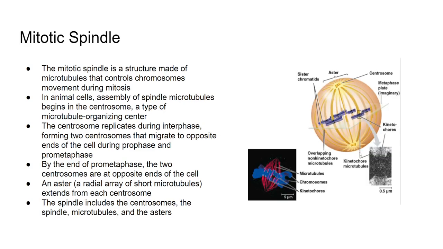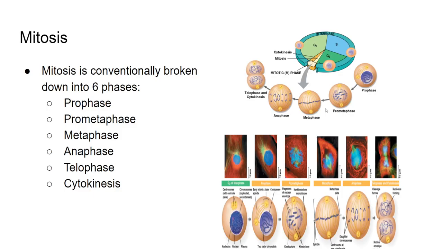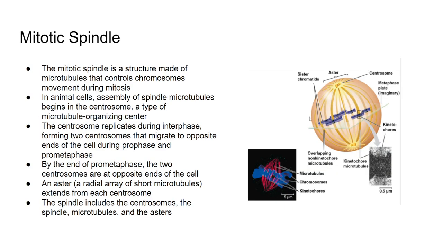So this is what I wanted to get into. In the last slide, we talked about centrosomes. I'm going to go in depth into it here. This entire structure is referred to as the mitotic spindle. The mitotic spindle consists of what we refer to as microtubules, the aster, and the centrosome. So in animal cells, assembly of spindle microtubules begins in the centrosome, a type of microtubule organizing center.